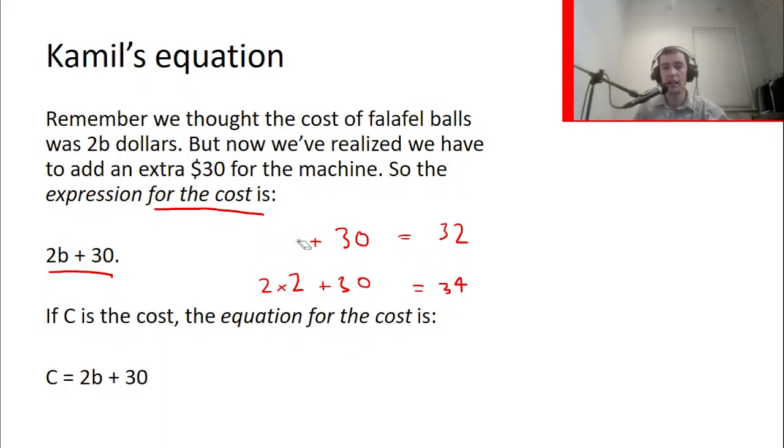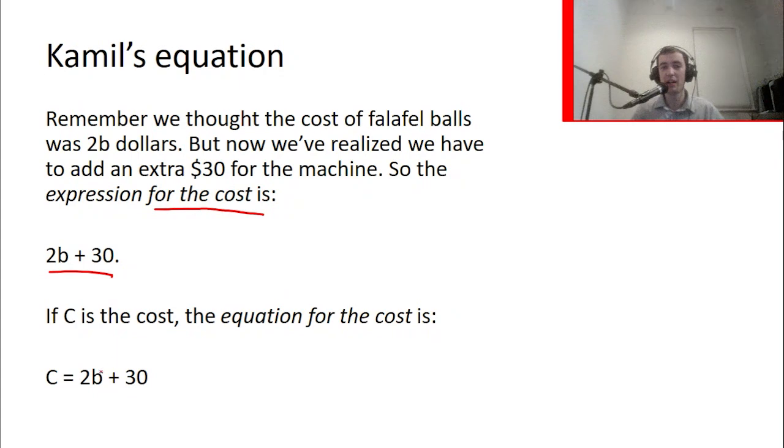Okay, now that's an expression for the cost. And that means we can write an equation, which is basically saying the same thing. The cost is equal to 2B plus 30. Okay, that's the equation for the cost. The equation is really telling us what the cost is. Cost equals this.